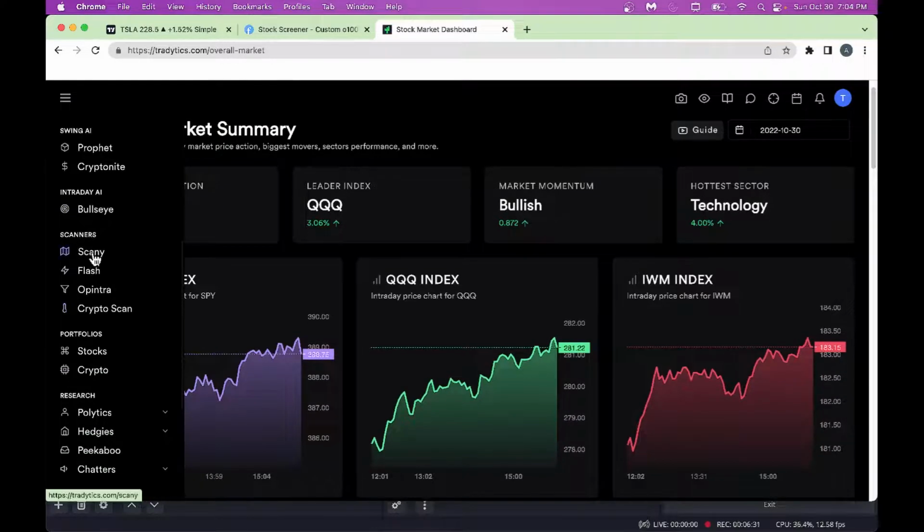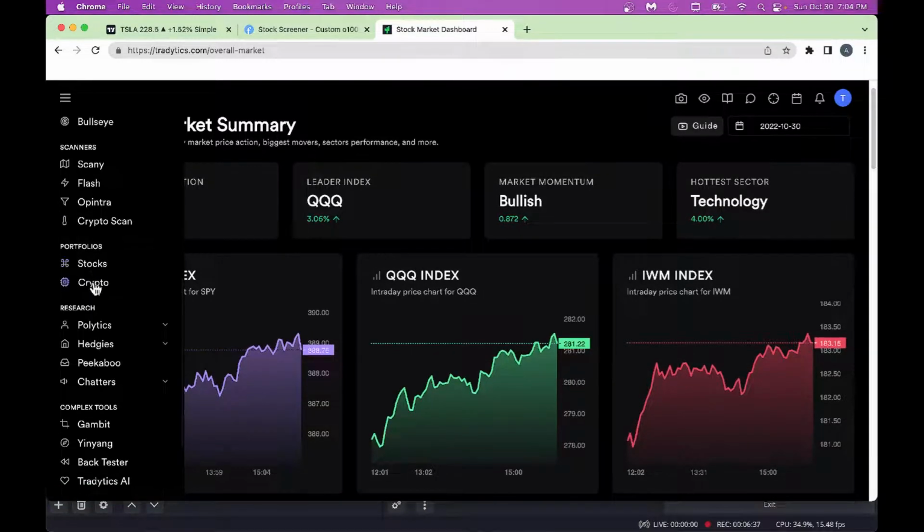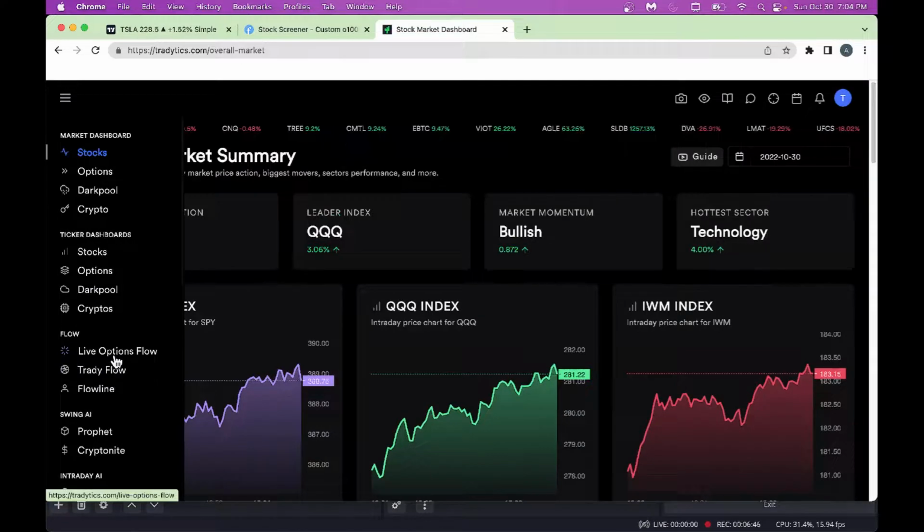Then you've got a bunch of scanners here. There's Scanny, Flash, and so on and so forth. And you can create a portfolio and watch the portfolio. And there are some research tools. We'll go into this in a little bit of detail. Without further ado, let's go into the stock dashboard here.